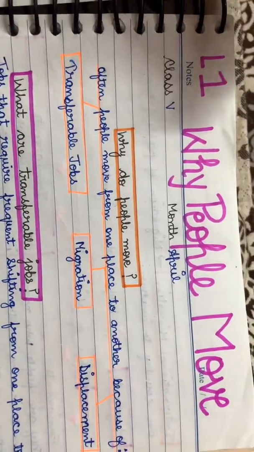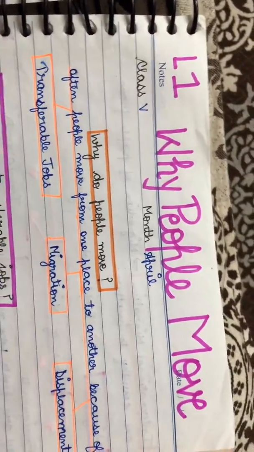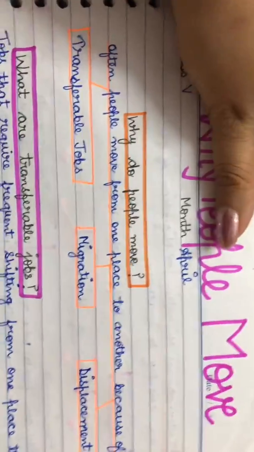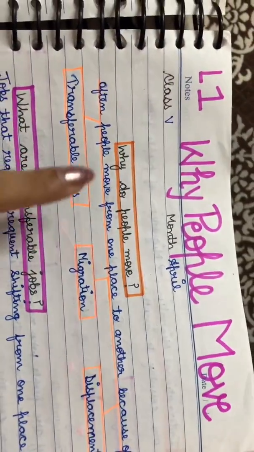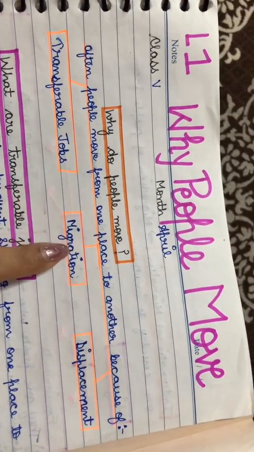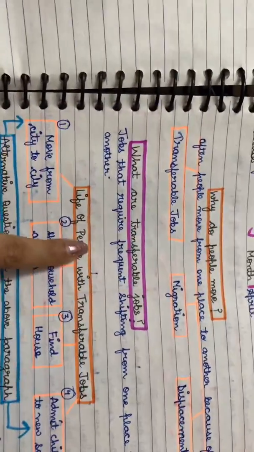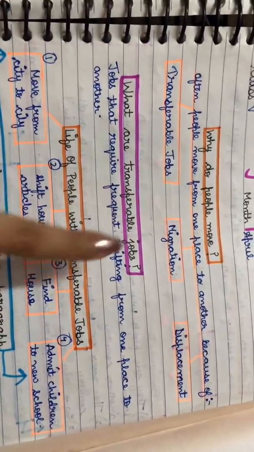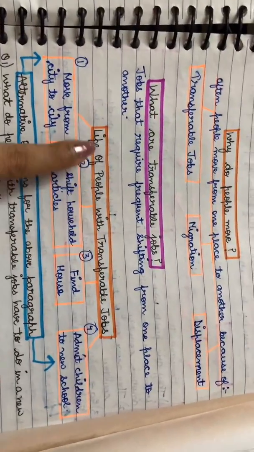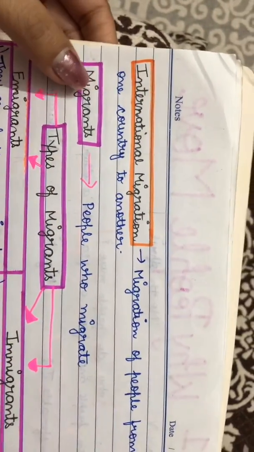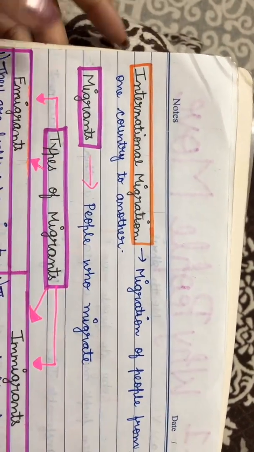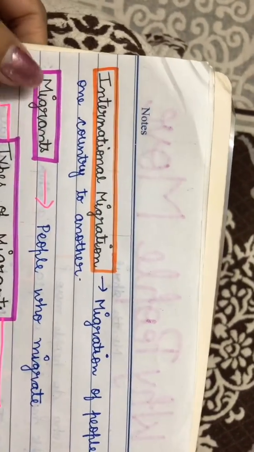So we are now back to our chapter, why people move. So far we have done about why do people move. There are 3 reasons for that. First is transferable job and migration. We did what is a transferable job. Then we have done about the life of people with transferable jobs. We also did about migration and international migration. In today's class, we are going to learn about migrants and types of migrants. So, let's begin.